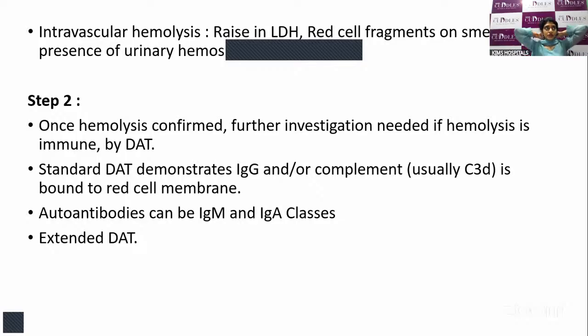So like I said, DAT could be negative at first, then it could become positive. So we need to keep a close watch on how the disease is progressing, or on the clinical condition of the child. Once we have a standard DAT, it demonstrates IgG. Then you check for the complement that is bound to the red cell membrane. Then we look for autoantibodies that can be of IgM or IgA classes, and then you do an extended DAT.